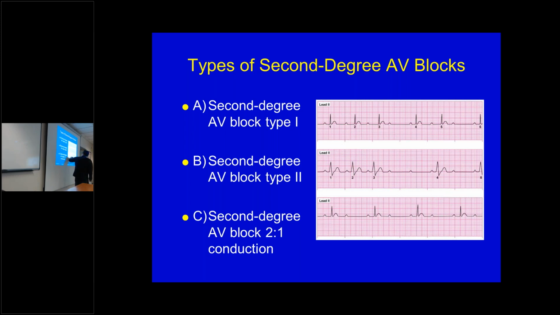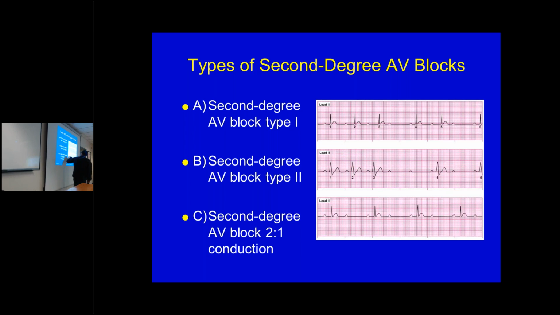Well, how do I figure out if this is type 1 or type 2? I mean, you could look at the PRIs real quick and be like, well, it's long. So that might be more of a second degree type 1, but second degree type 2 can also be prolonged, right?